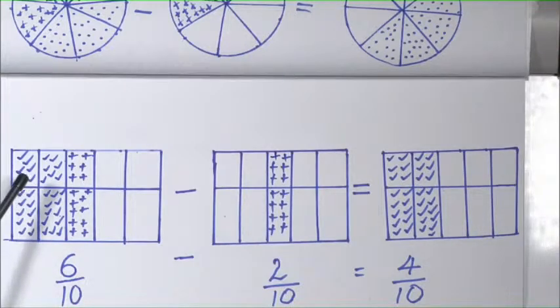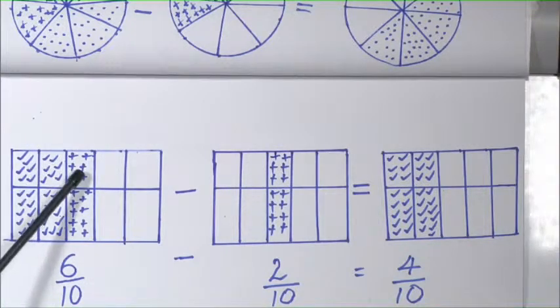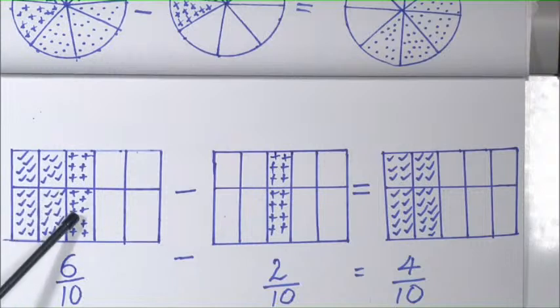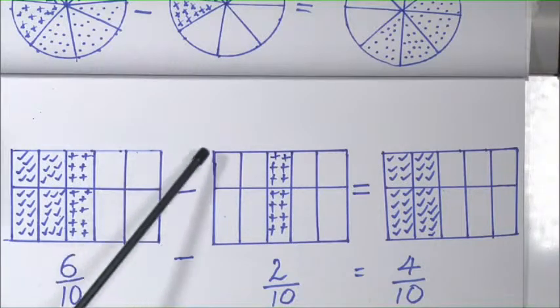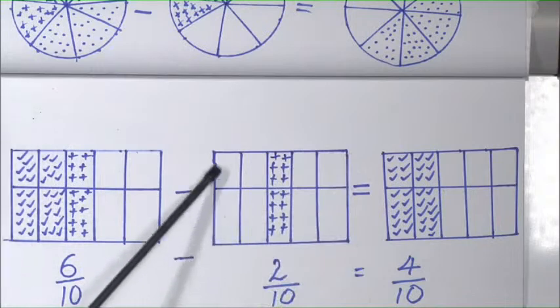How many parts have been shaded? Let us count. 1, 2, 3, 4, 5, 6. Here it is. The numerator. So what fraction has been shaded in this rectangle? 6/10. Say it. 6/10. Good.